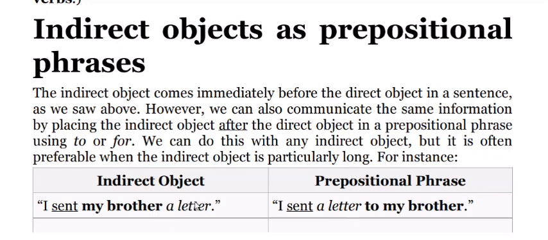For instance, indirect object: I sent my brother a letter. I sent what? A letter. It is a direct object because I am sending what? A letter. So it is a direct object, and my brother is an indirect object. Prepositional phrase: I sent a letter to my brother. Here the prepositional phrase is to my brother, because of to. To is a preposition.